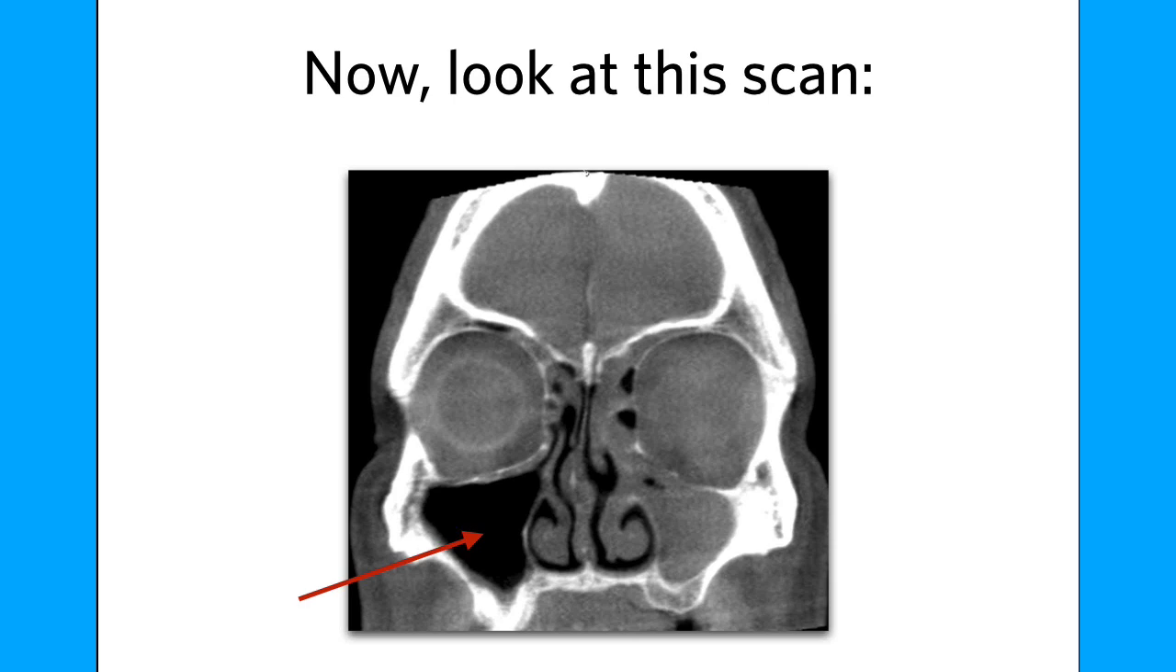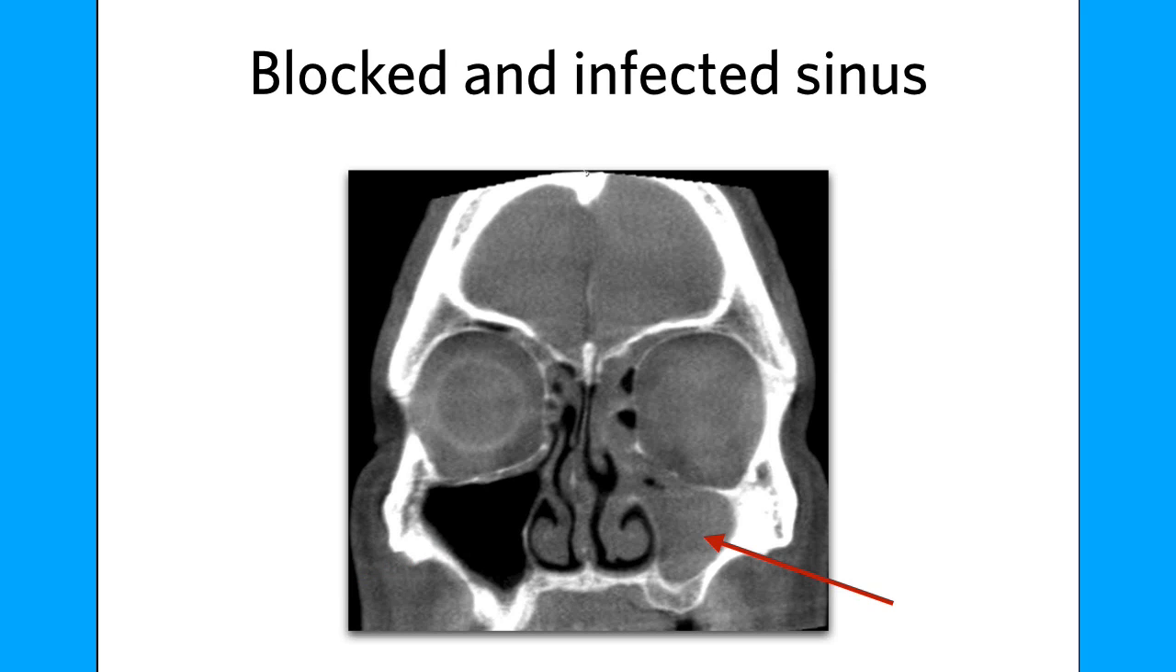Now look at this scan. This first arrow represents a clear black sinus on the patient's right, with only a bit of gray thickening in the bottom. This second arrow shows a significantly blocked and infected sinus on the patient's left. This type of severe infection can cause chronic headaches.